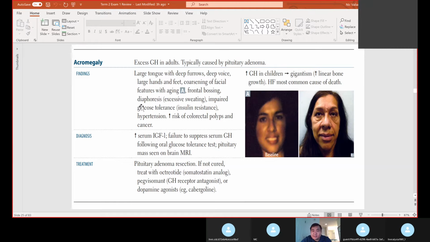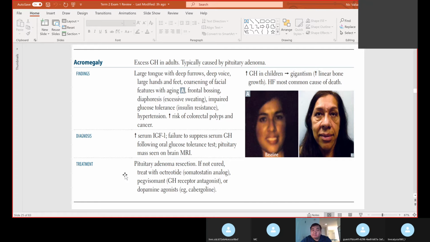So how are we going to diagnose someone? Look at this image here. Look at her. That's her baseline image, and then what happens to her? She got acromegaly, the picture on the right. So you can see all of those classical findings. How are we going to diagnose acromegaly? Check for insulin-like growth factor. Failure to suppress serum GH following an oral glucose tolerance test can also indicate acromegaly. Or get an MRI, where you see a pituitary mass along with the classical findings of acromegaly.